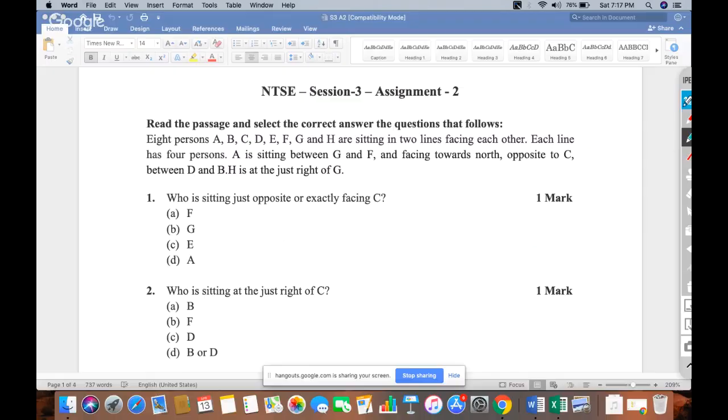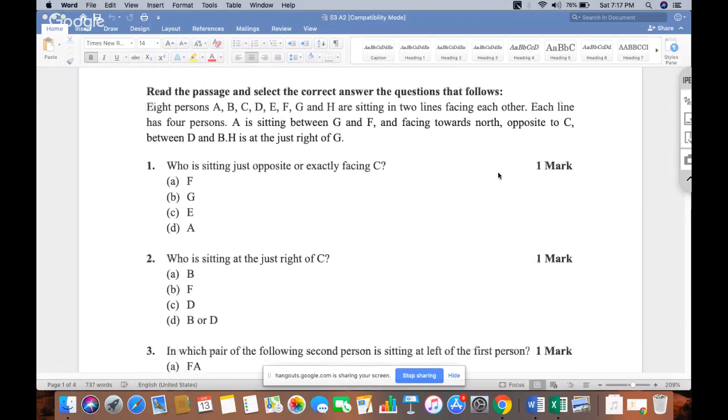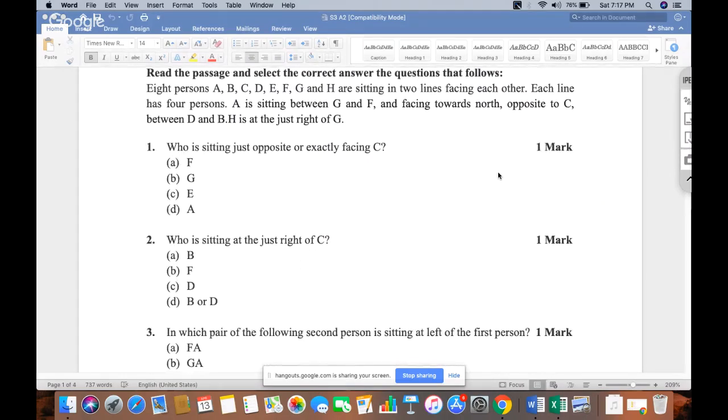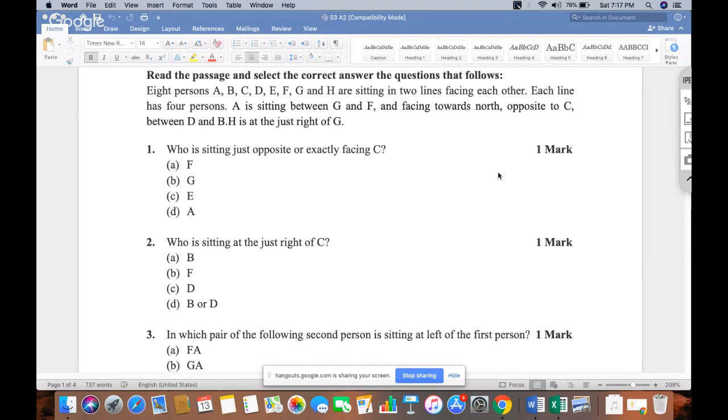Now, if there is any extra thing, I'll help you out in the question. So this is the first question of seating arrangement. First read the question and then try to solve it.